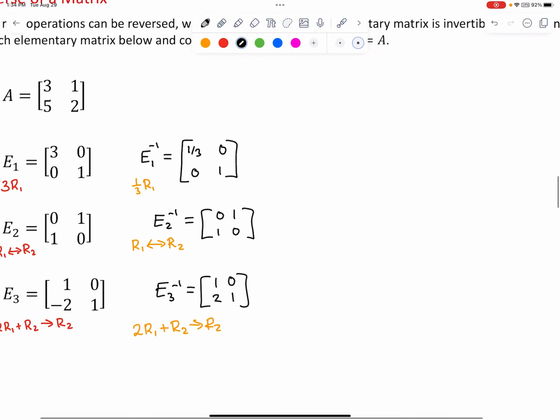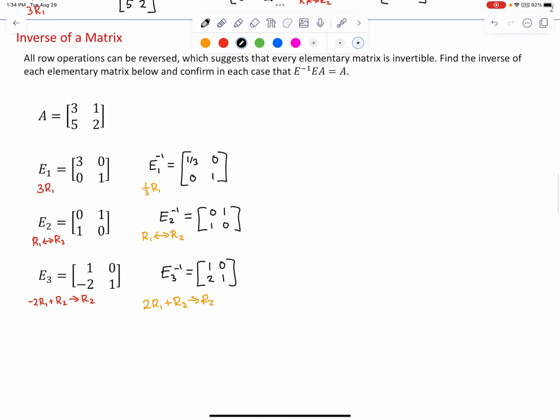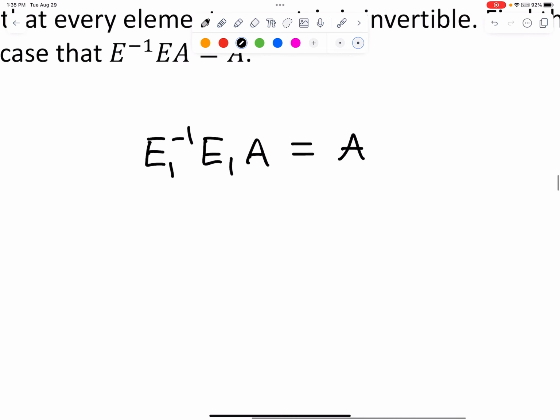Now let's confirm. For each of these pairings, we wanted to confirm that E inverse, that we're claiming is E inverse, times E times A equals A. So in this first case here, we have E1 inverse times E1 times A, and we want to confirm that this will give us A. Now you could do this in multiple ways. You could first do this multiplication and then finish out the product, or it'd be sufficient because of the associative property that you could just multiply these two first and then times A and see if you do in fact get A. I'm going to take this approach.